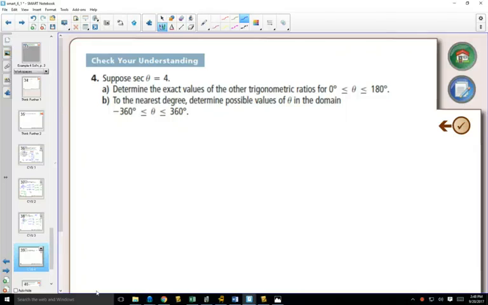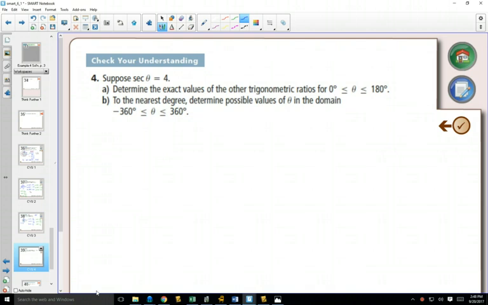Suppose that secant of theta is equal to 4. We want to find the exact values of the other trig ratios. So whenever it's asking you for the trig ratio, it's asking, like for sine, the opposite side divided by the hypotenuse. It's not asking you to solve for the angle.